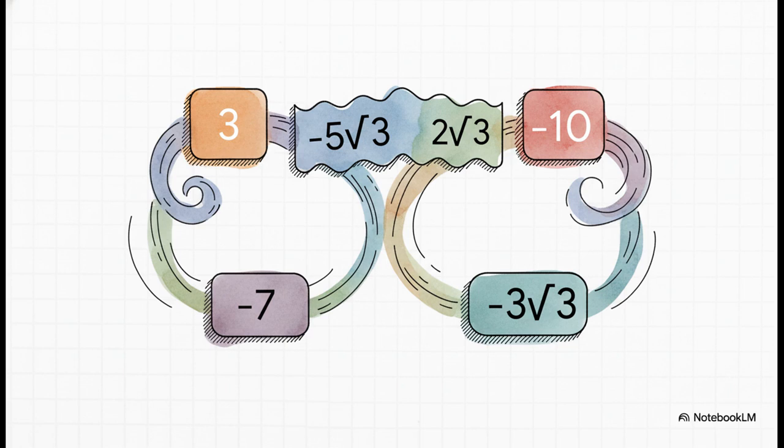We have 3 minus 5 radical 3 plus 2 radical 3 minus 10. Now we just combine the things that are alike. So the regular numbers, 3 minus 10 is negative 7. And the radical terms, negative 5 radical 3 plus 2 radical 3 is negative 3 radical 3. And that's our final answer right there. Negative 7 minus 3 radical 3.